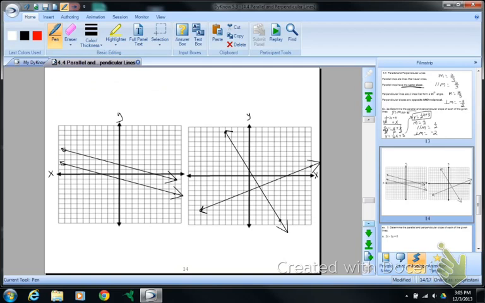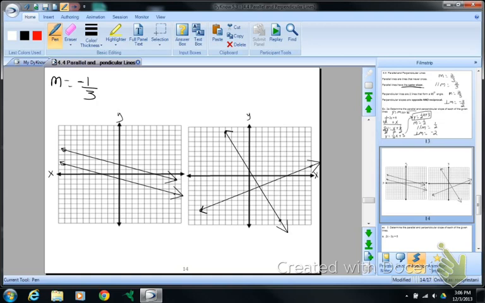So what is the slope of this line? Down 1 means negative, and to the right 3. So it's -1/3. Let's look at this. If we go down 1 to the right 3, down 1 to the right 3. So the slope is also -1/3. Is that correct? Yes, they're parallel. Parallel lines have the same slope.